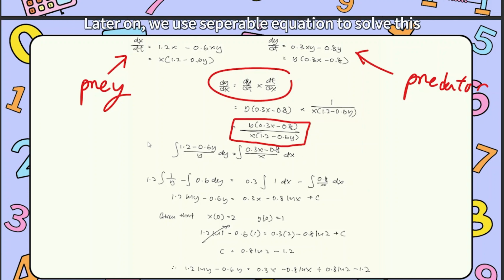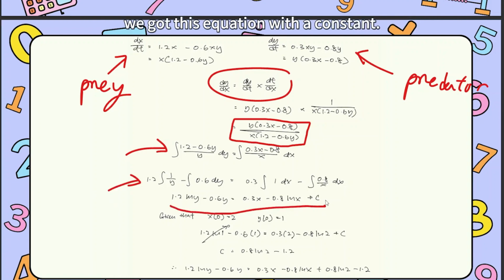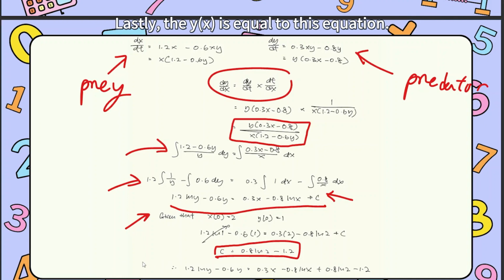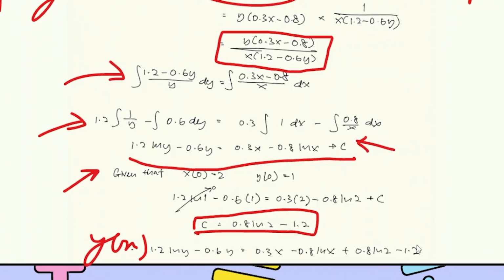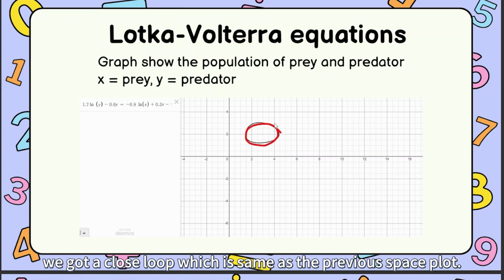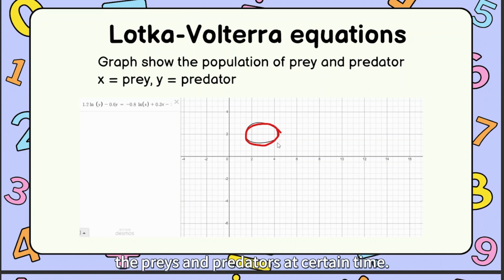Later on, we use the separable equation method to solve this, and then we integrate. We get this equation with a constant. By solving using the initial conditions x0 and y0, we get the value of c. Lastly, y(x) is equal to this equation. From the equation, the graph of the population of prey and predator can be plotted. After plotting the graph, we get a closed loop, which is the same as the previous phase plot. This loop shows the relation between the prey and predator at certain times.